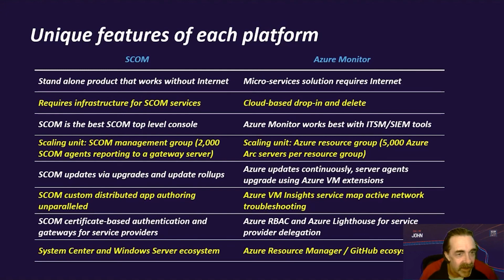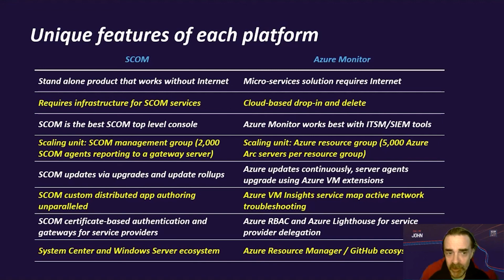Starting at the top, we have a dimension of how do we define the product? SCOM is a standalone product that doesn't need the internet, whereas Azure Monitor is an assembly of microservices that does require the internet. SCOM requires all the infrastructure that you need for SCOM services, a SQL server, management servers, gateway servers, whereas Azure Monitor is cloud-based and you just drop in. There's no requirement to install any on-premises infrastructure other than the agents on the monitored servers themselves.